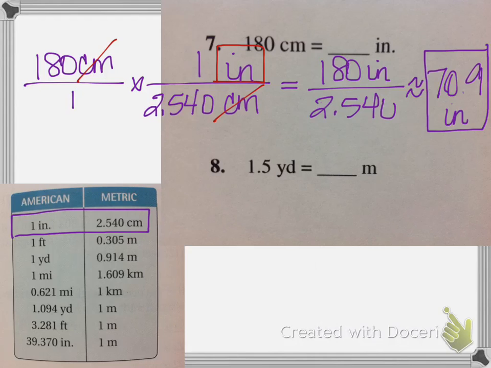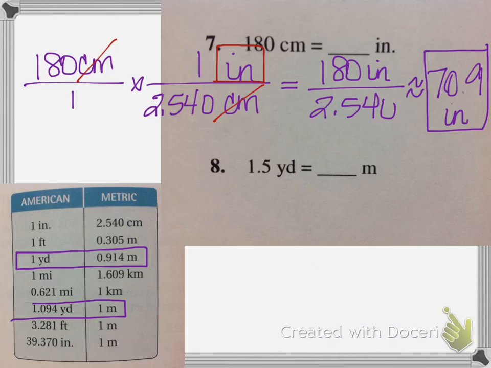Let's look at this next one. We're converting from yards to meters. When I look at my table, do I have a direct correlation between yards and meters? I have 1 yard is 0.914 meters, and then I also have this other conversion down here: 1.094 yards is approximately 1 meter. So how do you know which one to use? You can actually use either one. It's up to you. So I'm going to start off my conversion by writing down what I'm starting with.